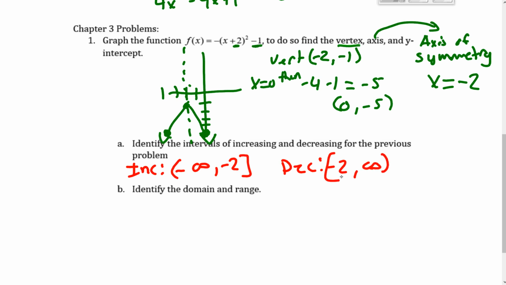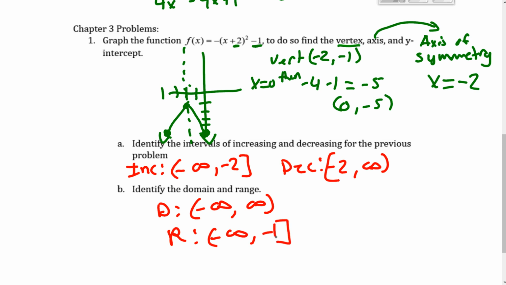So my domain is from negative infinity to positive infinity. And my range is my y values. So it's facing down, so that means it goes from bottom to top. So negative infinity is my lowest y value, up to my highest y value, which is -1. And that was the y value of my vertex. And it does hit -1, so I do a bracket there.